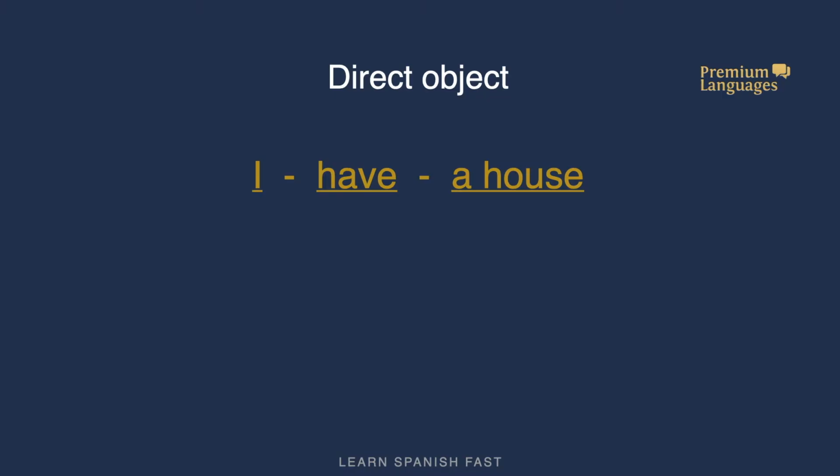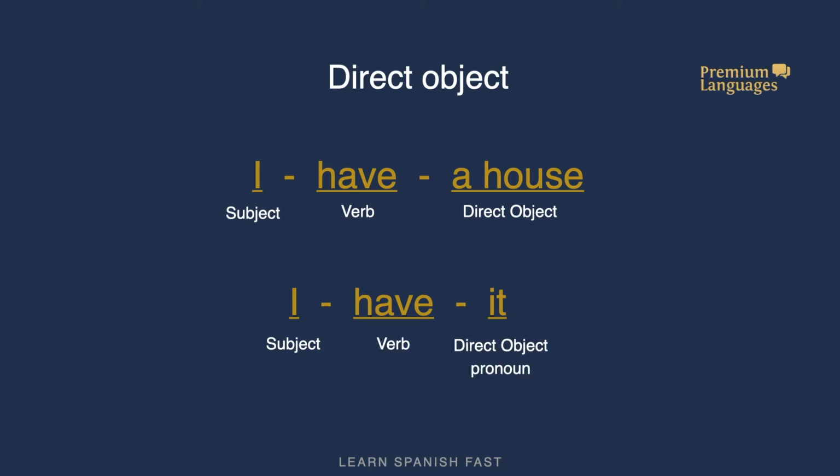An example in English would be the sentence, I have a house, where we have a subject, I, the verb, have, and the object, a house, a direct object. If in the conversation we keep referring to the house, you can change the house for the pronoun it. I have it. And the structure is very similar. We have the same subject, the verb, and the direct object pronoun in this case, it, which refers to the house.